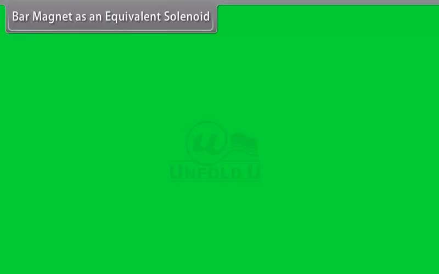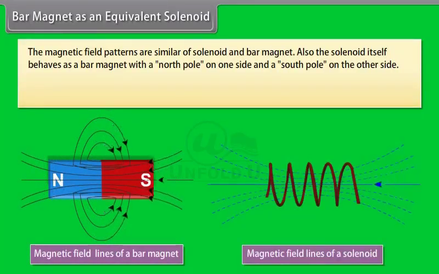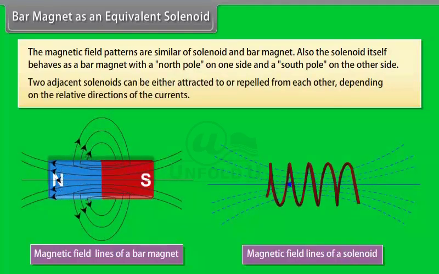Bar magnet as an equivalent solenoid. The magnetic field patterns of a solenoid and a bar magnet are similar. Also, the solenoid itself behaves as a bar magnet with the north pole on one side and the south pole on the other side. Two adjacent solenoids can be either attracted to or repelled from each other, depending on the relative directions of the currents.